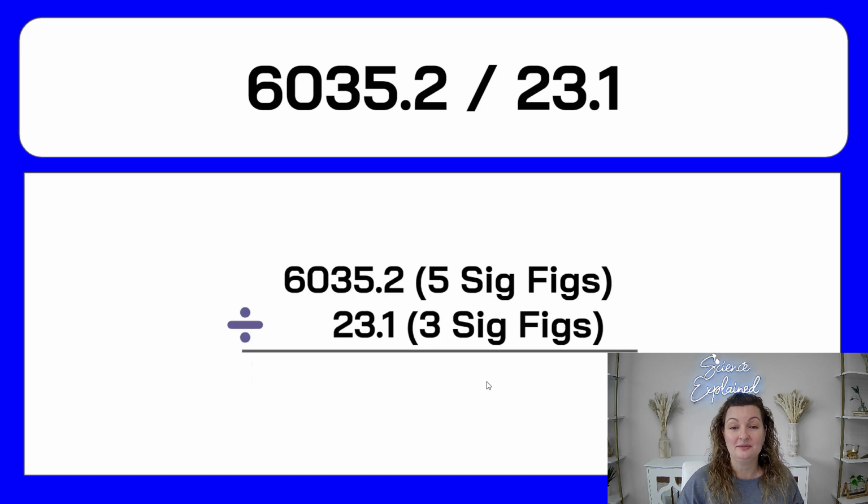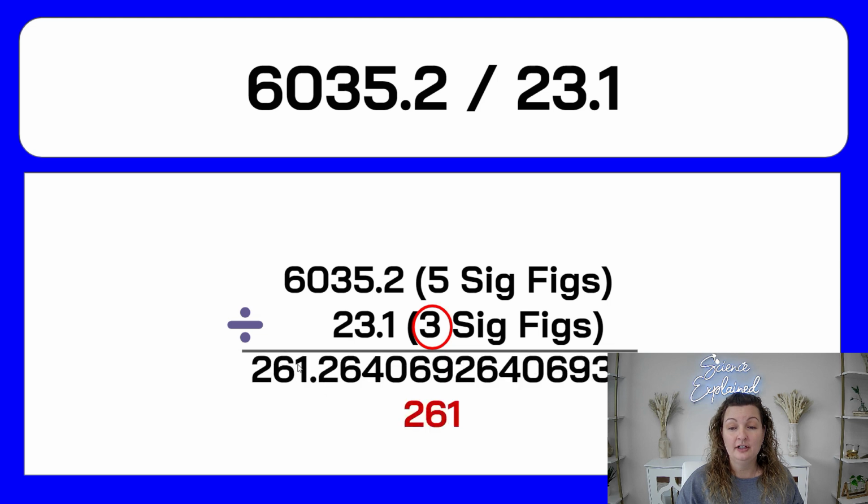All right, let's take a look at it. So put it in your calculator, and you are going to get a very long number, right? Although we do have a decimal. Our first number that we divided was 5 significant figures. The second one was only 3. That means our answer can only contain 3 significant figures. So we need to take this big long number that came out of our calculator, round to those 3 significant figures. So 2, 6, 1 is 3 significant figures.